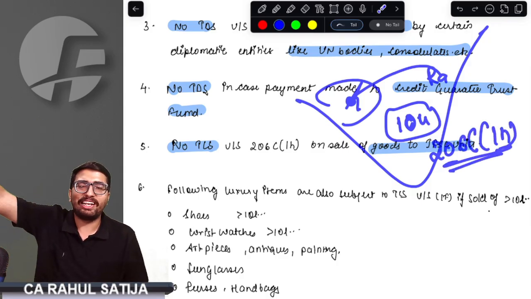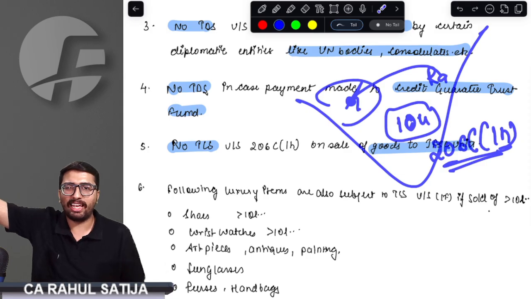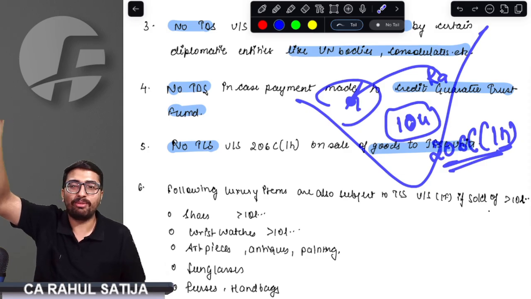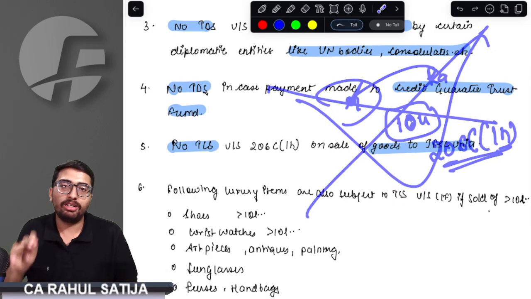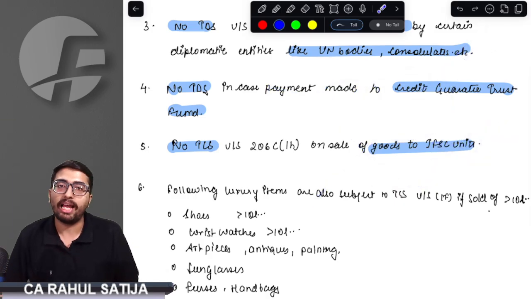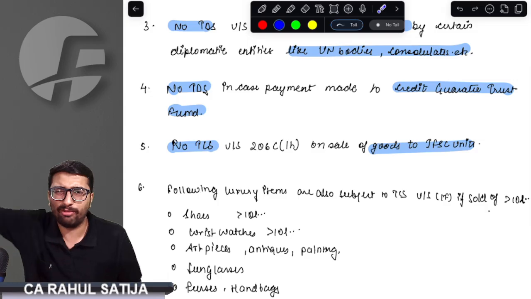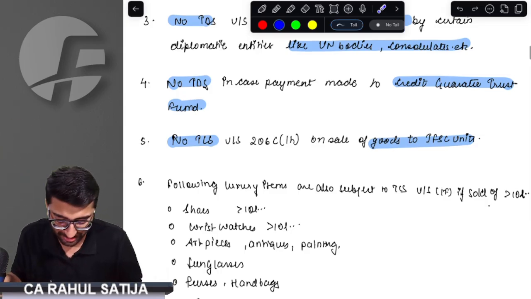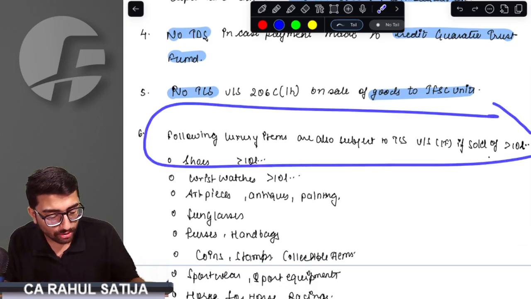Whenever I am selling goods exceeding 50 lakh rupees to a person located in IFSC, I have to collect TCS at 0.1%. This provision is not applicable if I am selling goods to a person located in IFSC, because he is opting for zero tax; he would not be paying any taxes. So no TCS.